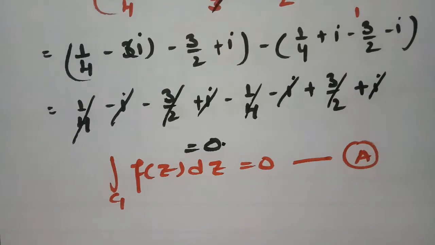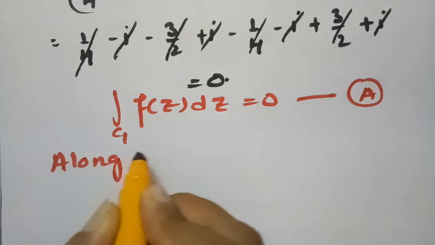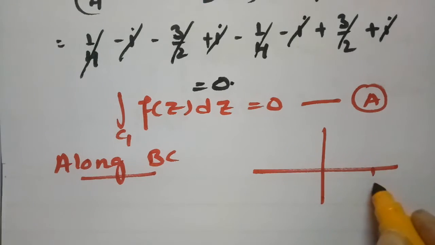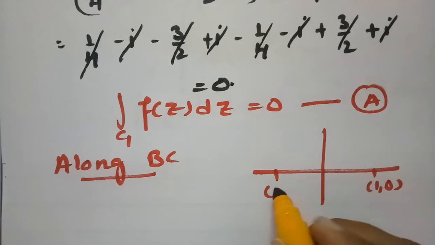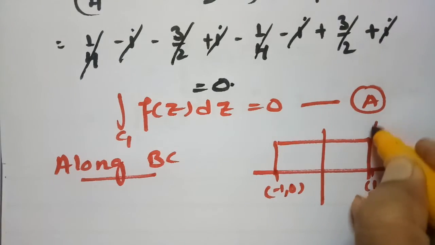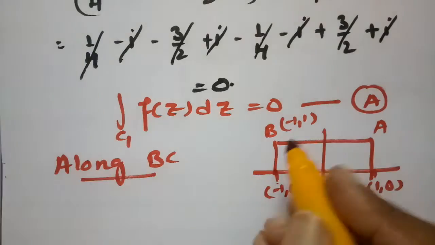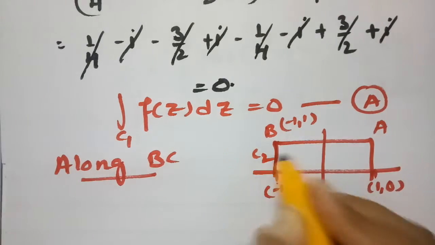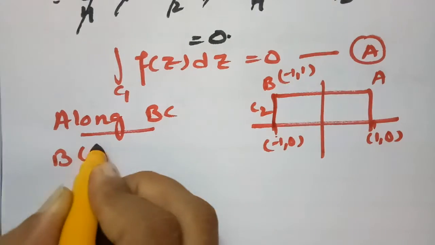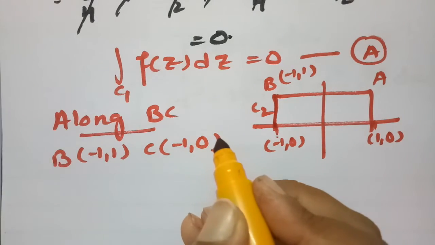This is point number A. And now let us consider along BC this time. So along B and C, this is the point 1, 0, and this is the point -1, 0, so this is A point, this is B point. What is B now? -1, 1. So along BC I have to calculate, this is the curve C2. So along the curve C2, what is the B point here? -1, 1, and the C point is -1, 0.